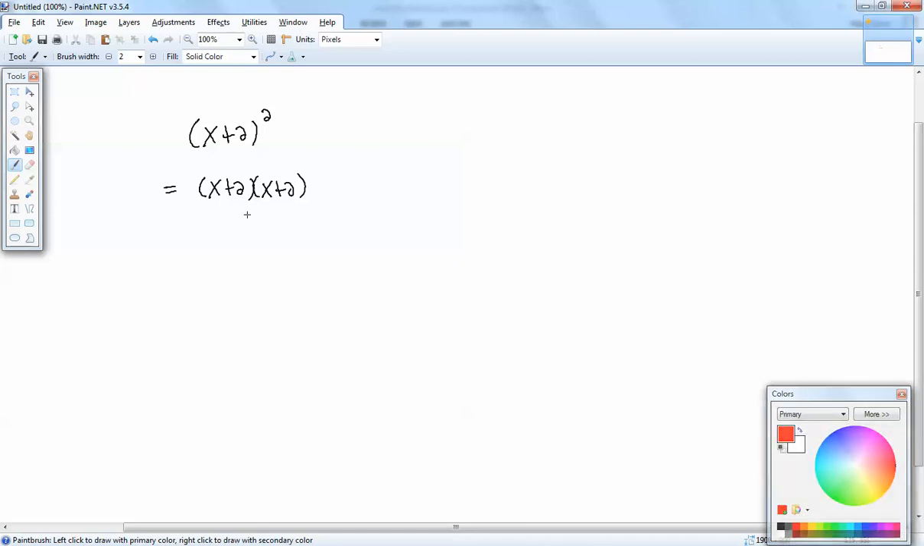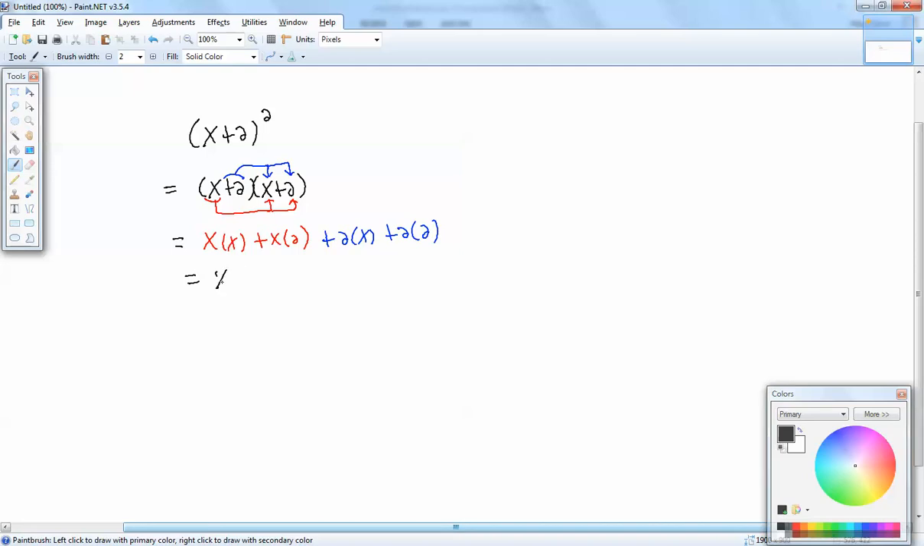And then we're going to take the x here, this first term, and multiply it times every term over here. So multiply times the x, and multiply times the 2. So we got x times x, x times 2. Then we're going to take our second term, this plus 2 here, and we'll take it times every term over here. So we'll take 2 times x, and we'll take 2 times 2. FOIL, if you learned that method.